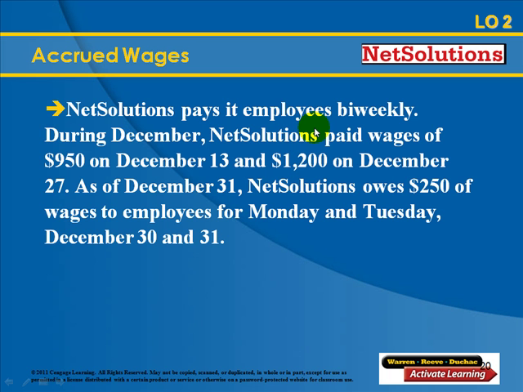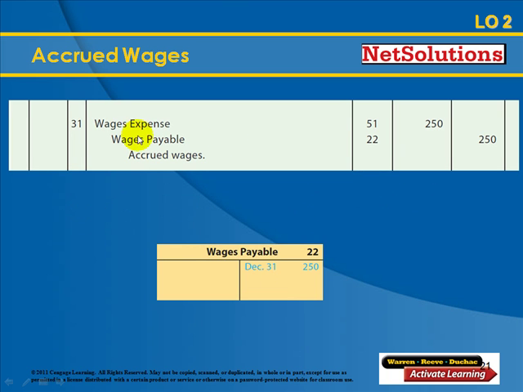Net Solutions pays its employees biweekly. During December, Net Solutions paid wages of $950 on December 13th and $1,200 on December 27th. As of December 31st, Net Solutions owes $250 of wages to employees for Monday and Tuesday, December 30th and 31st. We'll debit wages expense for $250 and credit wages payable for $250, and we will leave both accounts the way they are until the end of the pay period.